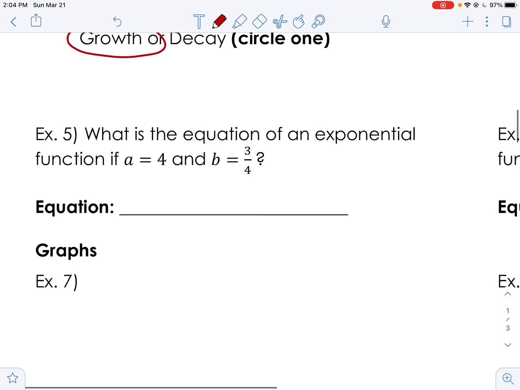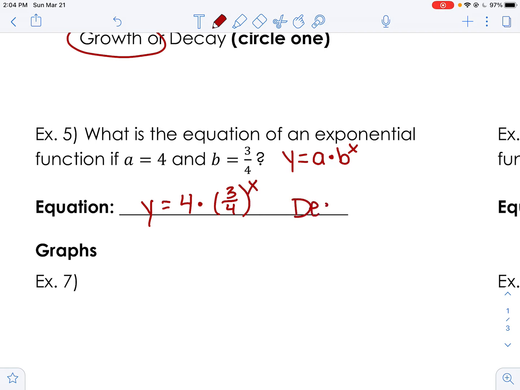Looking at the next one, now we're going to write the equation. So it says, what is the equation of an exponential function if a is 4 and b is 3/4? Okay, so again, my form is y equals a times b to the x power. So I have y equals 4 times 3/4 to the x power. 3/4 is less than 1, so this would be decay. That's just a little bit extra, but this is our actual equation right there.